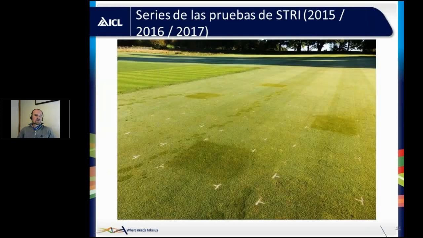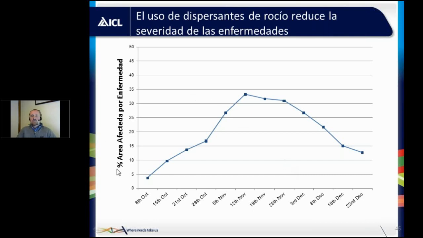Now, we can demonstrate this. We have demonstrated this reduction in disease in a series of trials that ICL have carried out at the Sports Turf Research Institute, the STRI, over a number of years, where we've been looking at disease management and disease progression quite carefully, utilizing a range of products and surfactants to reduce disease outbreak. So in these trials, essentially what we see is this. We have our time across this axis, and on this axis we have the percentage of the surface that is affected or infected by disease. And here we have our control plot. So this is the line for no dew dispersant.